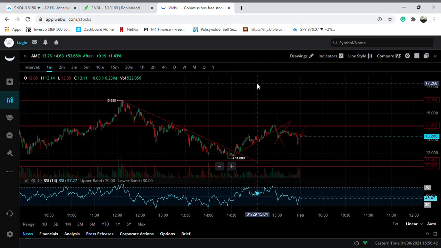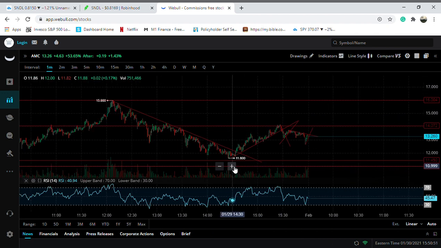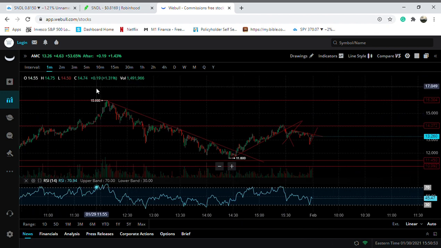Alright guys, we're drawing the trend line out for AMC for the upcoming week. So I'll go ahead and explain everything and zoom in on this. But we're on a 1 minute time frame.